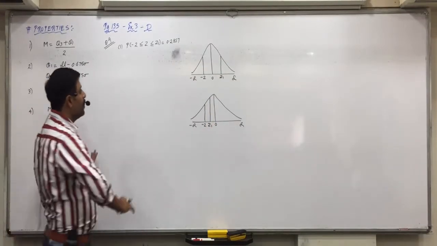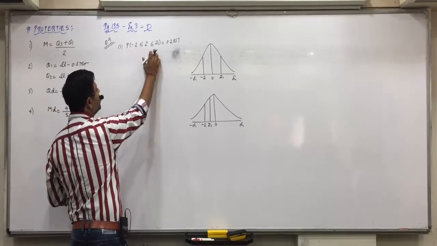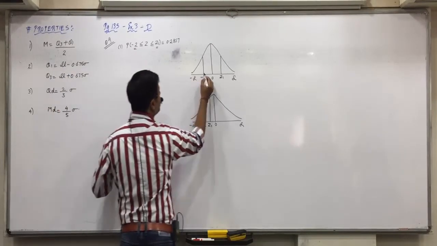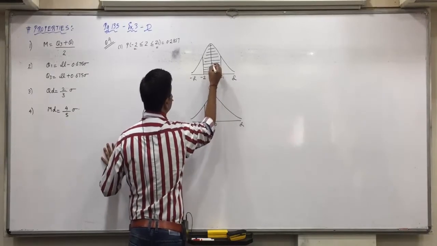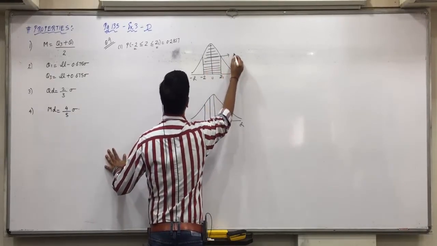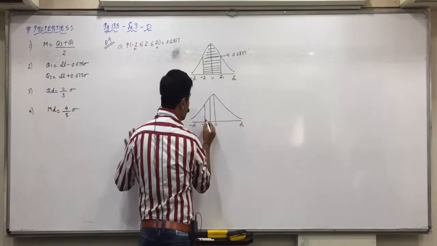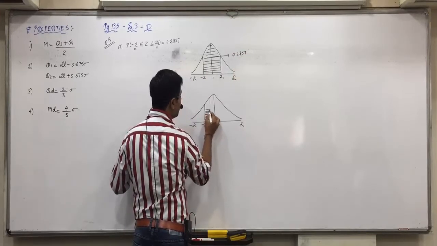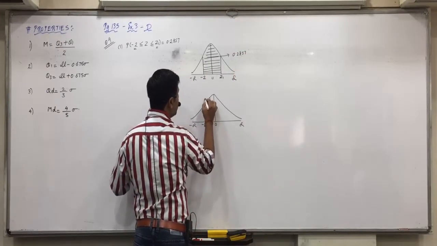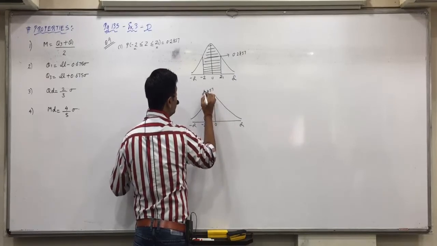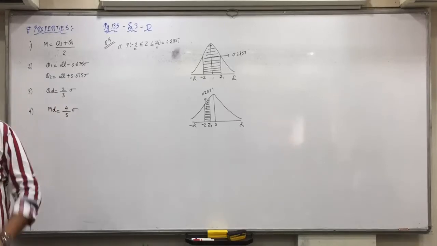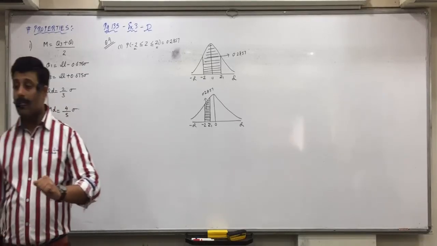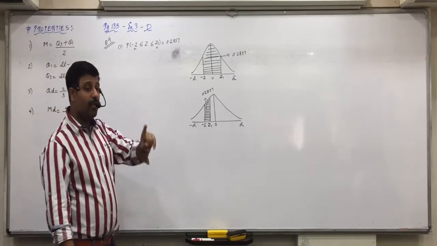First of all, we have to do shading between minus 2 and Z1. Means this area is what is given to us, and the whole area is given as 0.2857. And here this area between minus 2 and Z1 would be 2857. Now first of all, before deciding the correct diagram, you have to see the table, because the value of 2 can be obtained from the table.